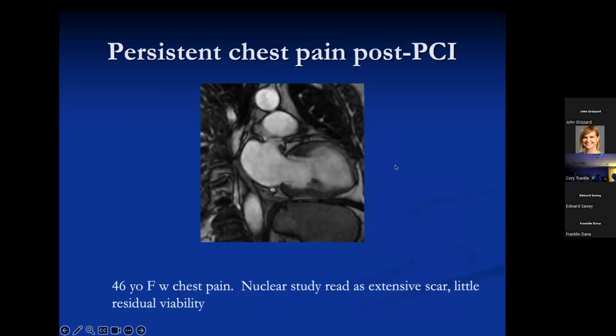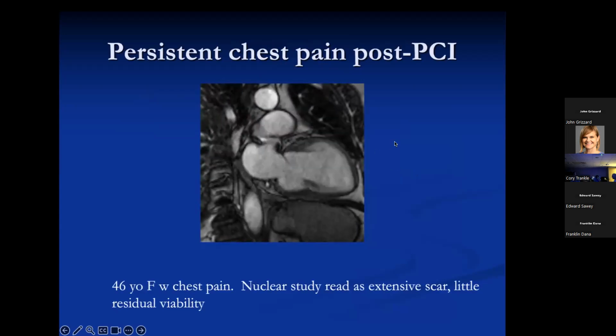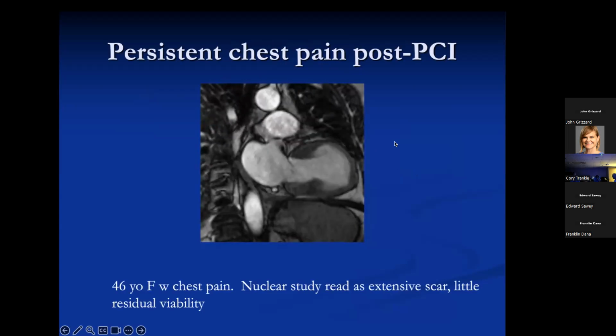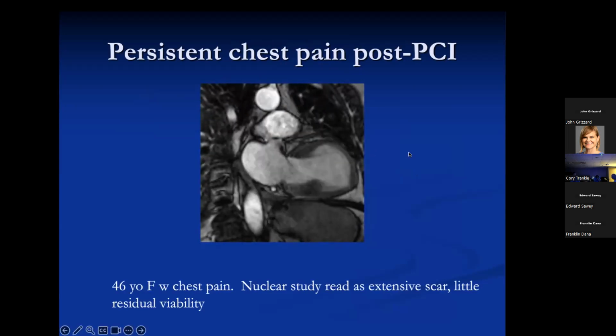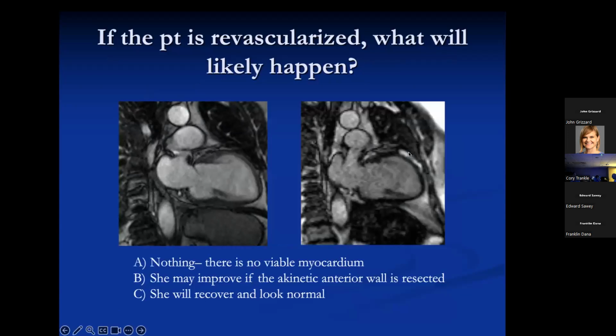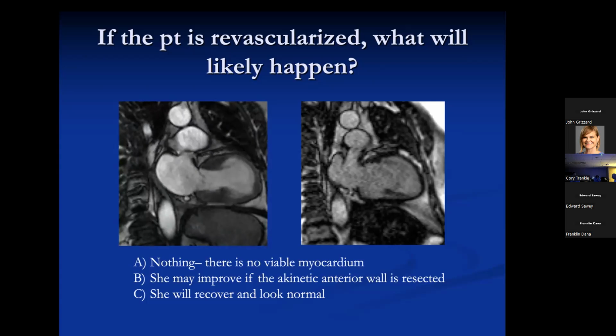Okay, here's a case I had from one of my fellows, a nice anterior wall deficit. She'd had a prior PCI, kept having chest pain, and was thought on nuclear studies to have scarring, but the clinician didn't believe it. So they did an MR and it looked like this. So what will happen if you revascularize this? Nothing, there's nothing viable? Yeah, she may improve if they resect the anterior wall, or she can recover.